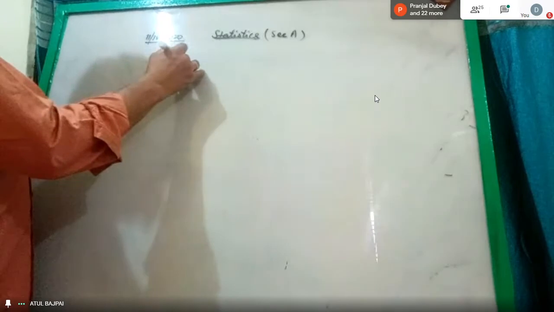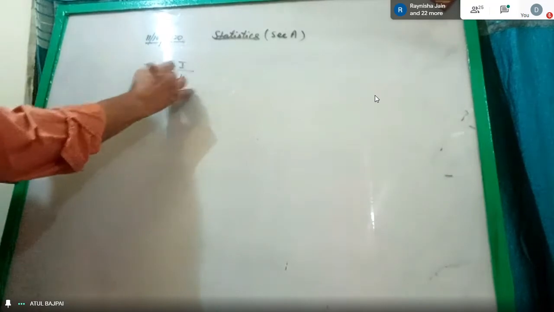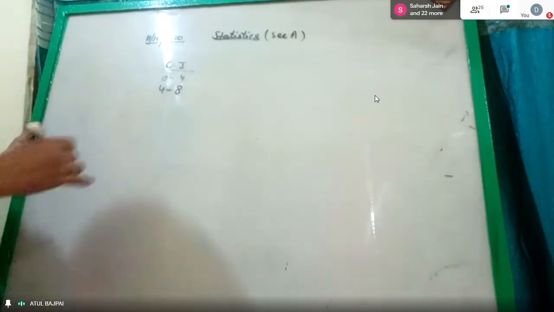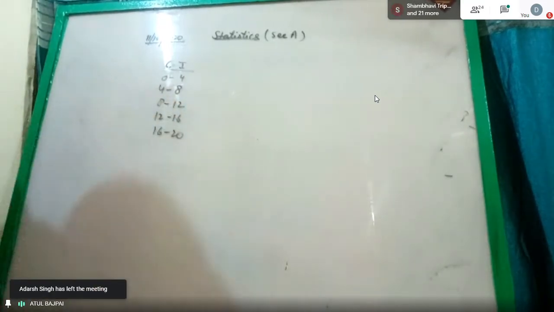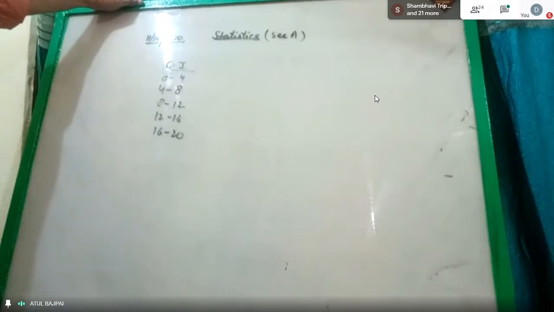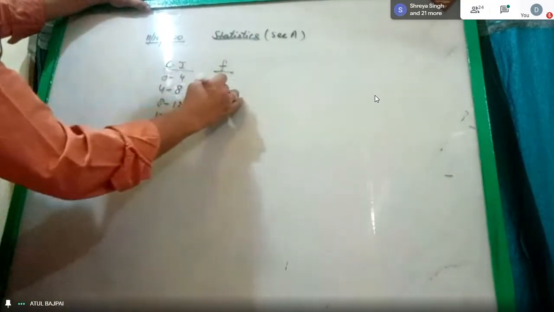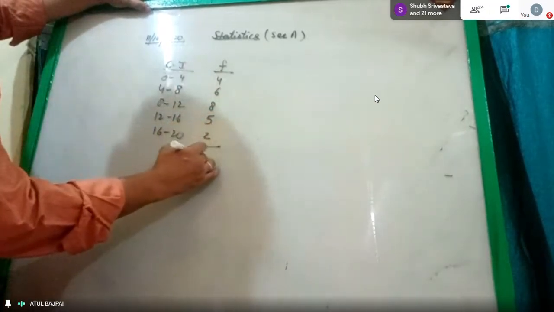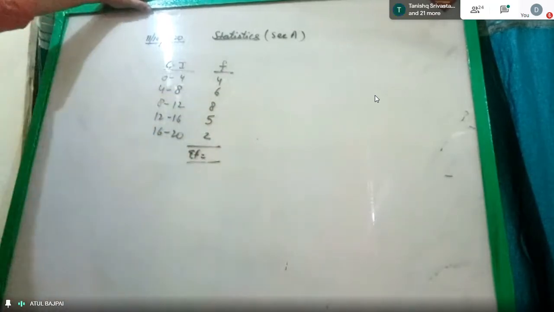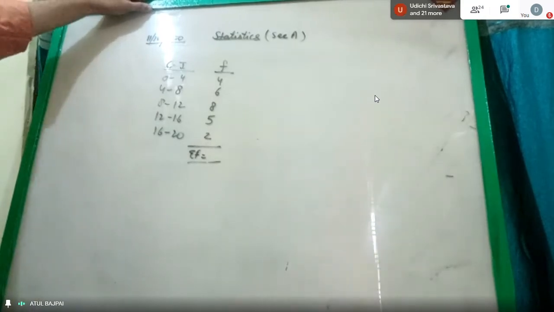Class interval is 0 to 4, 4 to 8, 8 to 12, 12 to 16, 16 to 20. Frequency is given as 4, 6, 8, 5, 2. Sigma f is the first term we find. 25.